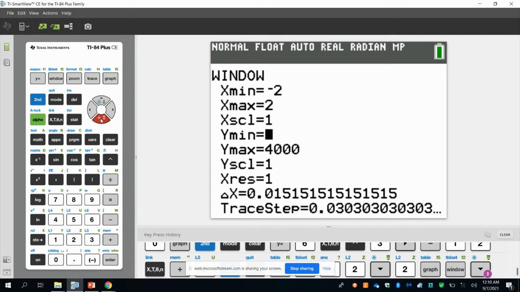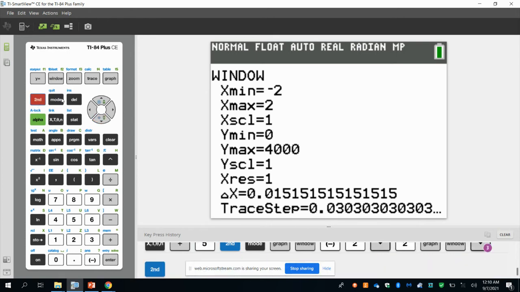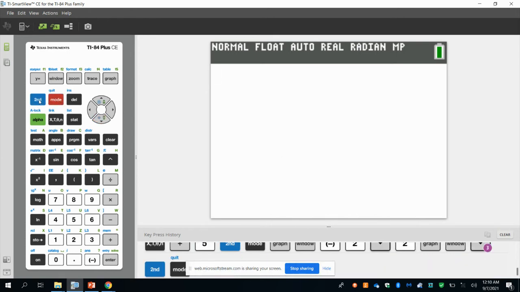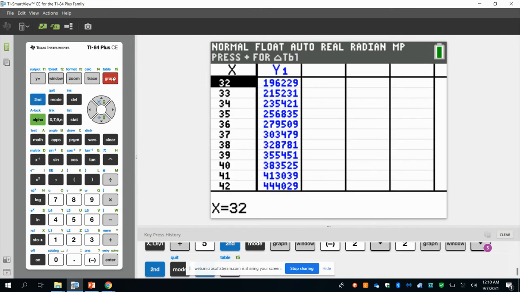Now for y minimum and y maximum, we really don't know what they will be. So there's another way we can find some reference values. Remember last time we also learned the table? We can try to look at the table and see. Let me close this window and then press second graph, to look at the table.